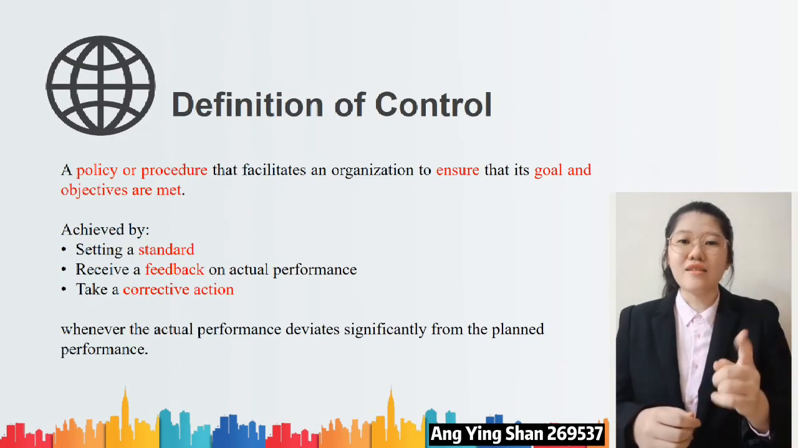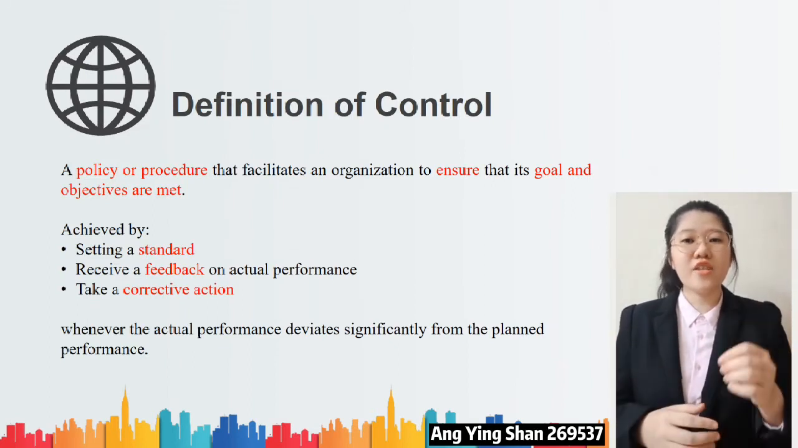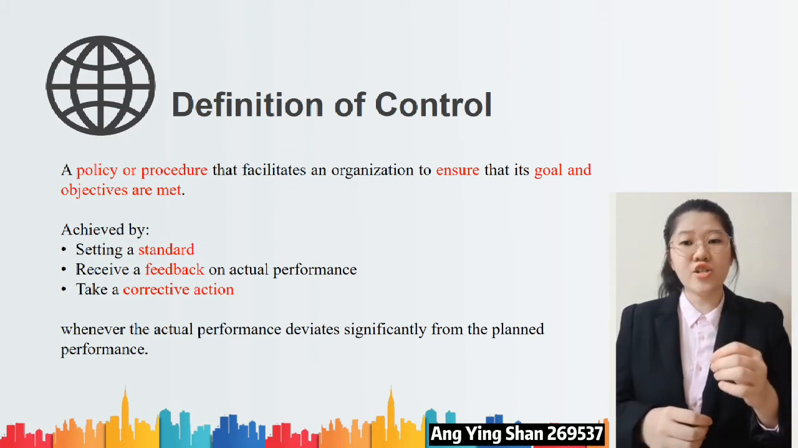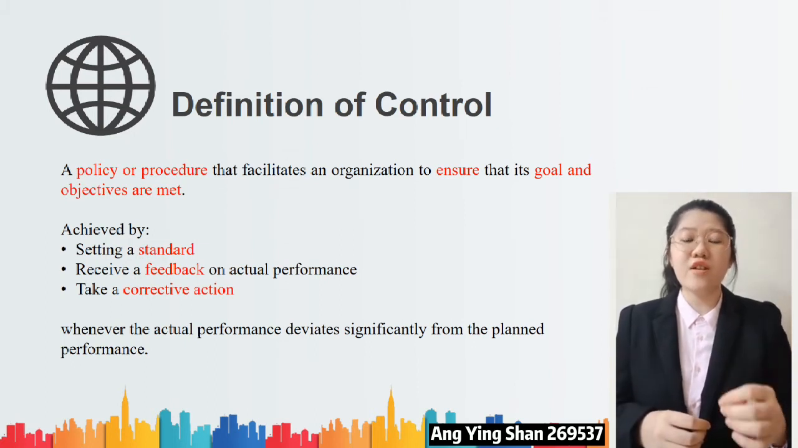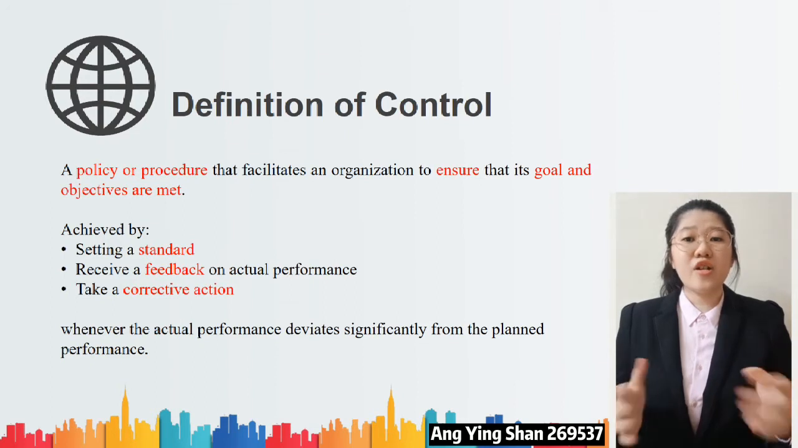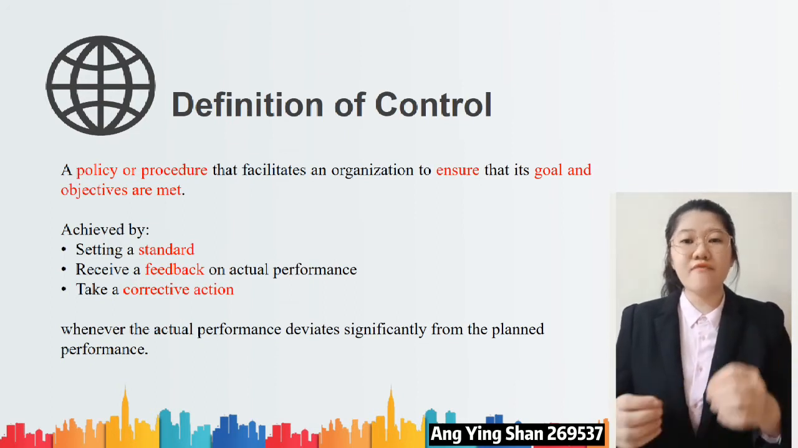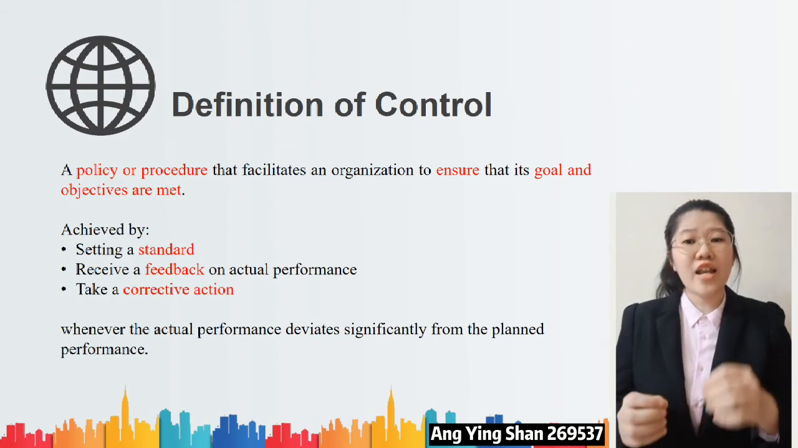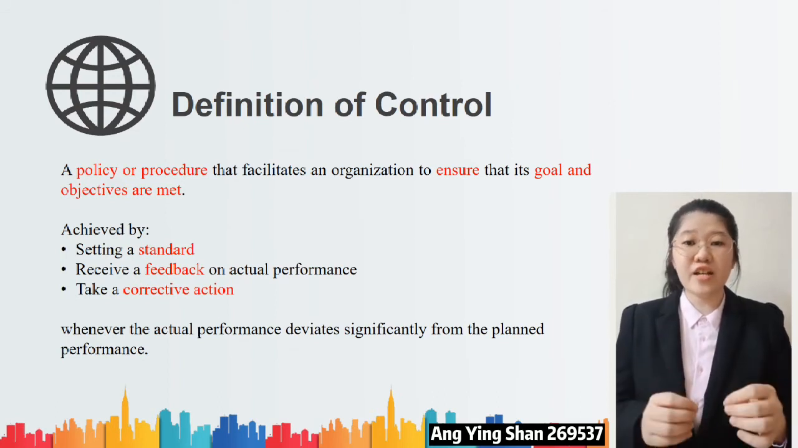Now, let us start. The concept of control. The definition of control is a policy or procedure that facilitates an organization to ensure its goals and objectives are met. It can be achieved by setting a standard, receiving feedback on actual performance, and taking corrective actions whenever the actual performance deviates significantly from planned performance.